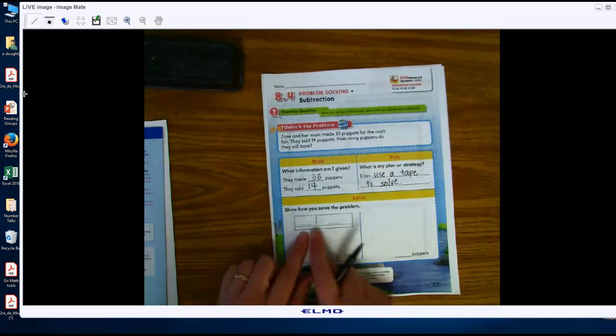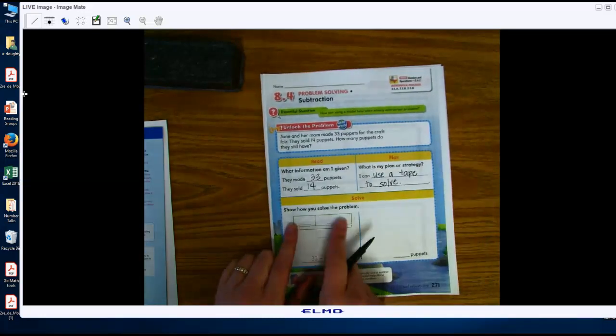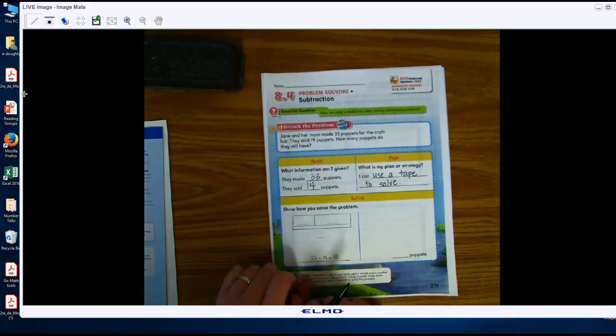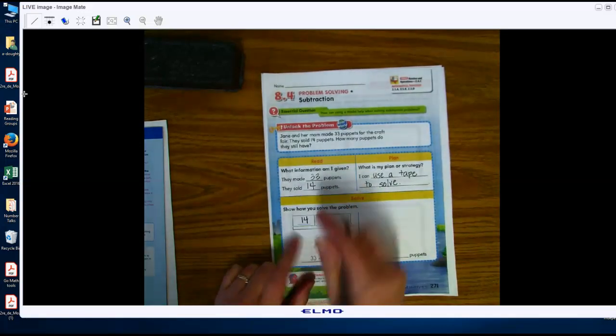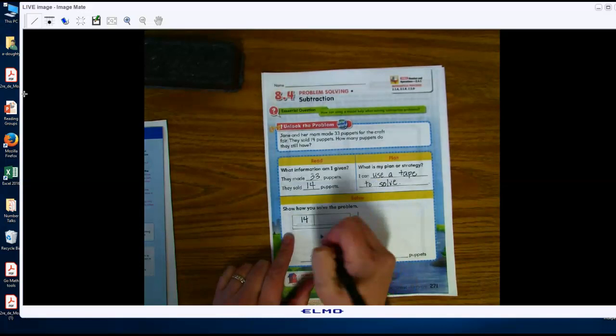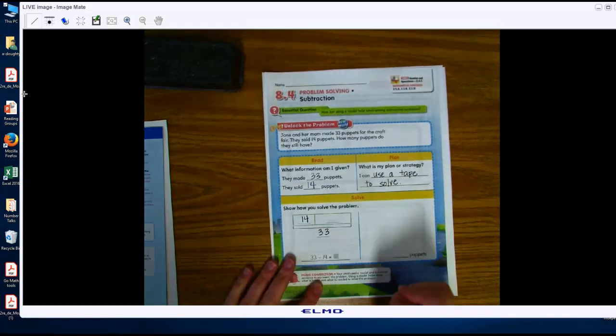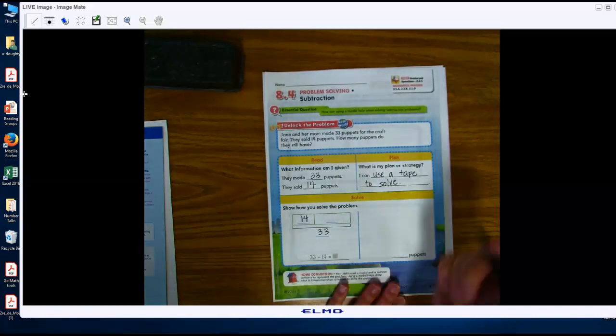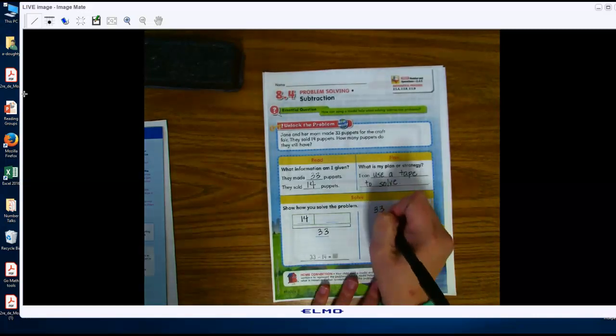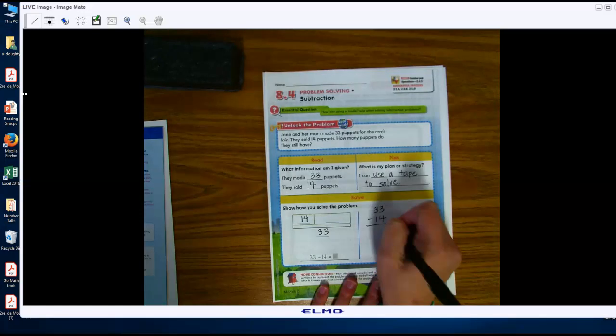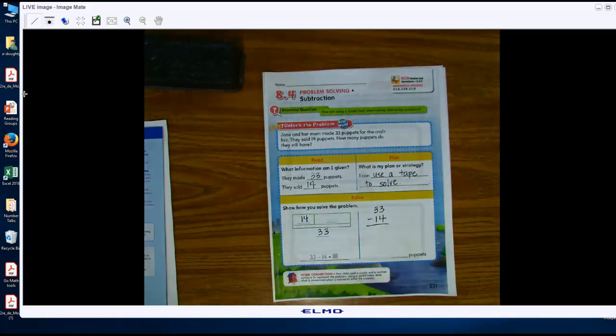So here's my tape. Now they have the two parts here. I only know one part. I know the 14 part. And together they make the whole, 33. So I know I have 33 take away 14. Well, let's solve that over here because I need some space to work. 33 take away 14. Now, if you can subtract this without drawing, I will take that.